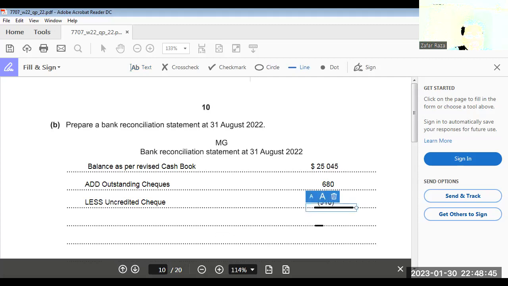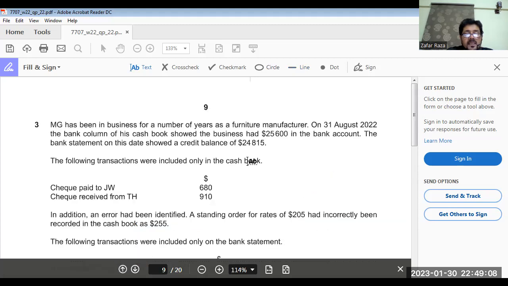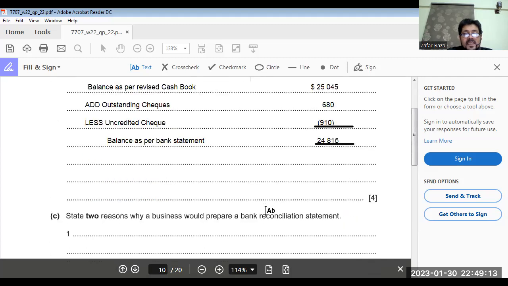What we calculated here is the balance as per bank statement. That is how much? 24,815. If we go to the question again, 24,815 was the balance. This is the answer. It means we have done it correctly. I am very satisfied with this question. I always like bank reconciliation because I know the answer.